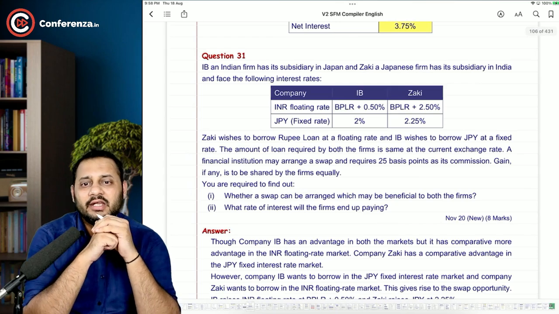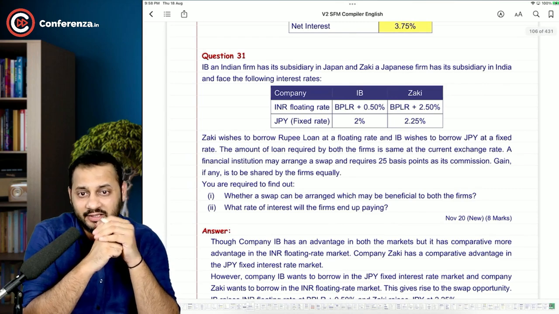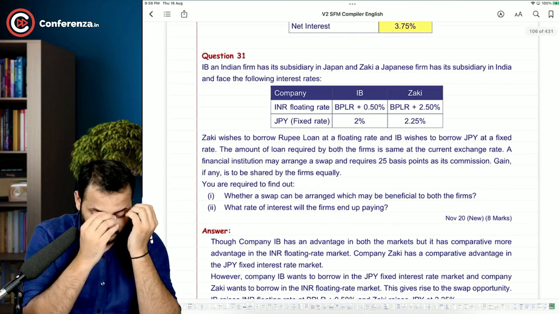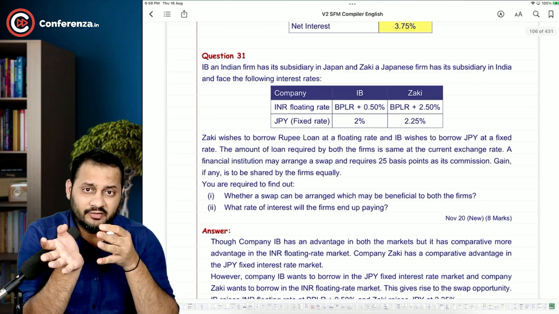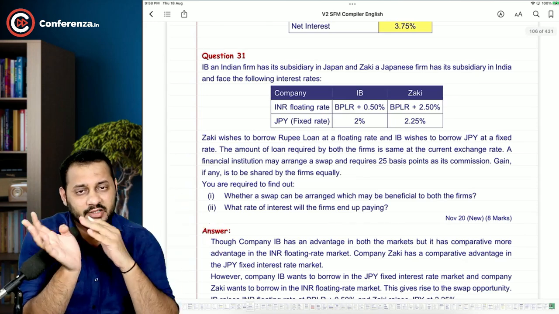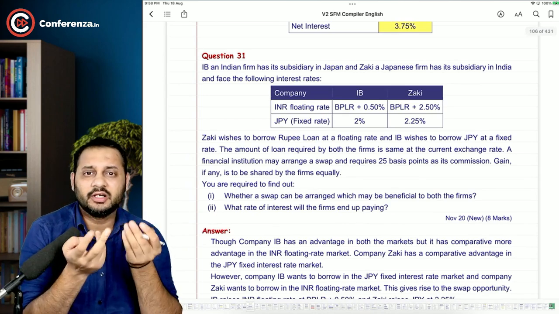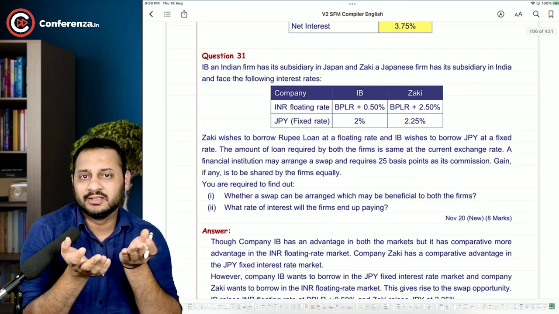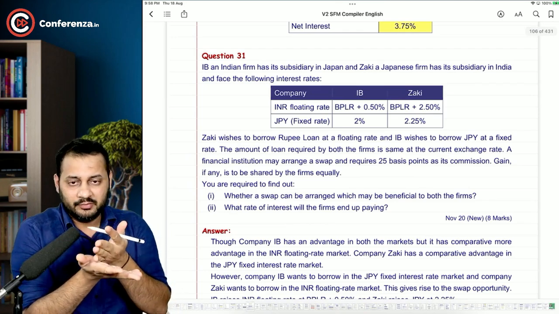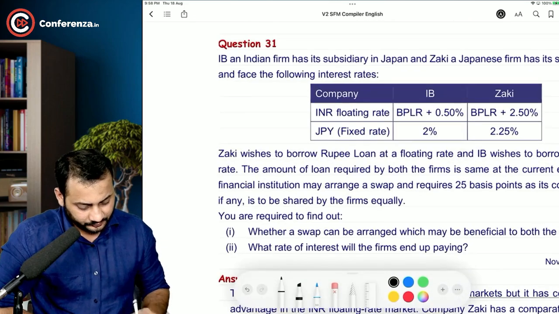IB, an Indian firm, has its subsidiary in Japan, and Zaki, a Japanese firm, has its subsidiary in India. Understand what is happening here. Indian firm has a subsidiary in Japan and Japanese firm has a subsidiary in India and faces the following interest rates. That means both the companies can borrow in both the currencies. If I'm an Indian company, you can clearly see here.